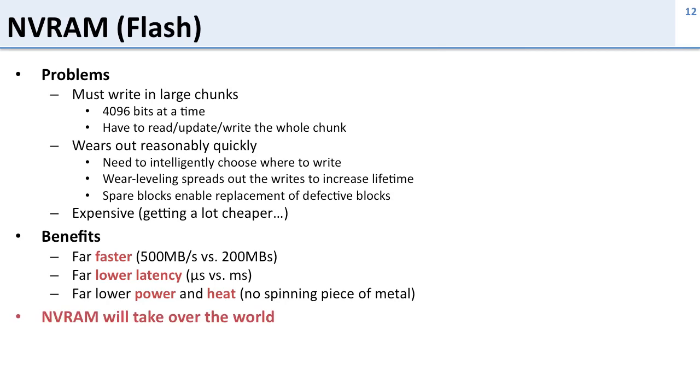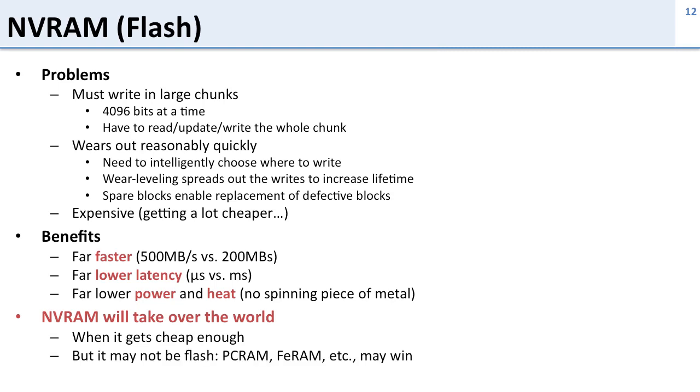And the conclusion here is that non-volatile memory, or flash, is going to take over the world. Hard disks are going to go away, and everything's going to be stored on flash, but that's not going to happen until it's cheap enough. The other thing that's important to point out here is it may not be flash as we know it today. There are a bunch of other non-volatile memory technologies, such as phase change memories and magnetic memories, that may win out in the long run. It's not clear which of these are going to be the ones that take over, but it's pretty clear that we're going to move everything to solid-state memory.